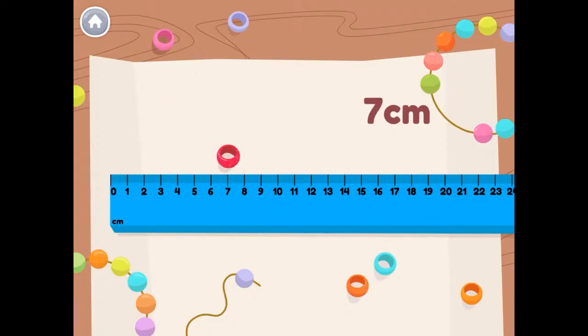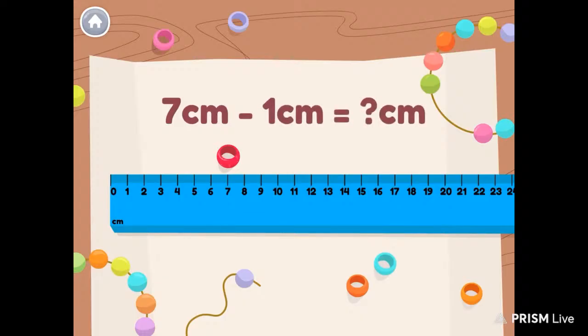It's your turn this time. What is 7 centimeters minus 1 centimeter? We start at 7 and take away 1. It's 6 centimeters. That's right. You're really getting the hang of it.